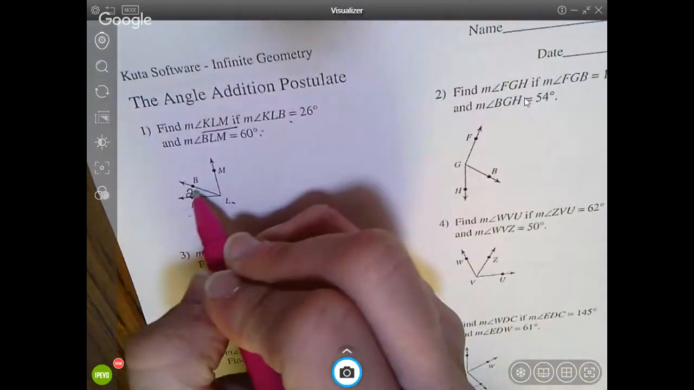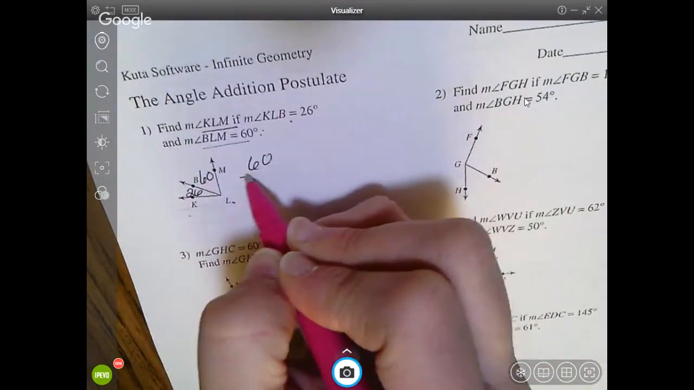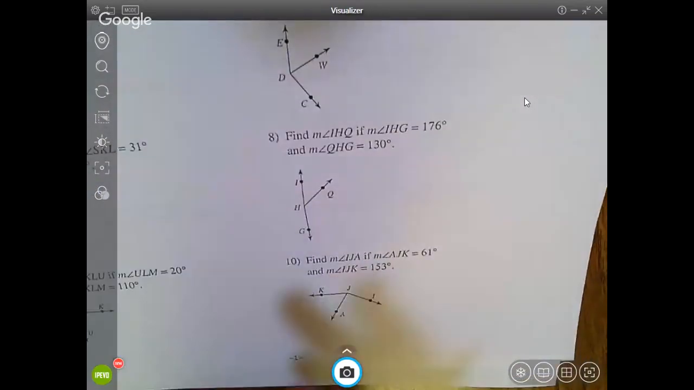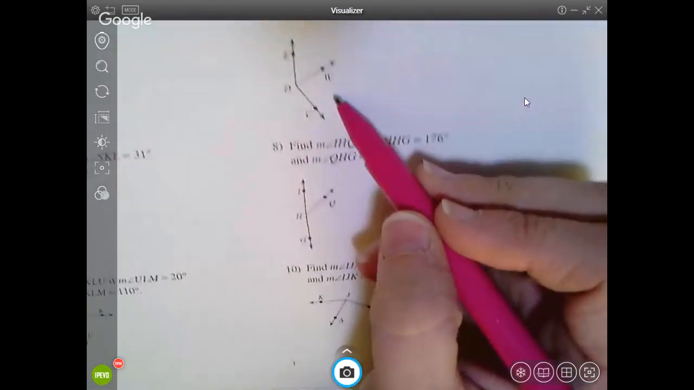KLB is 26. BLM is 60. All you do is add the 2 up and get 86. Okay, so like down here, just like that. 2 questions just like that. Okay, so look at this one right here.